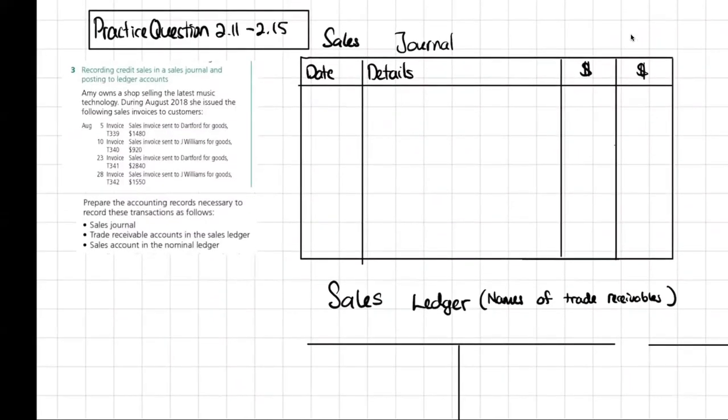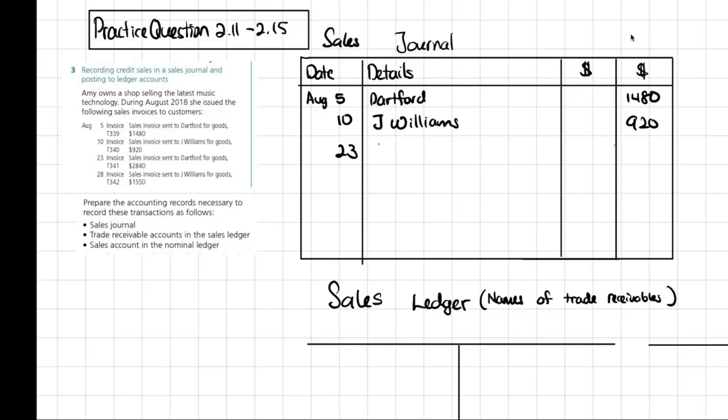So now we need to look at August 5th. It will be Dartford, 1,480. Then next will be J. Williams, 920. You notice that I write it immediately at the last column here because there's no calculation needed except for the summation of it at the end.